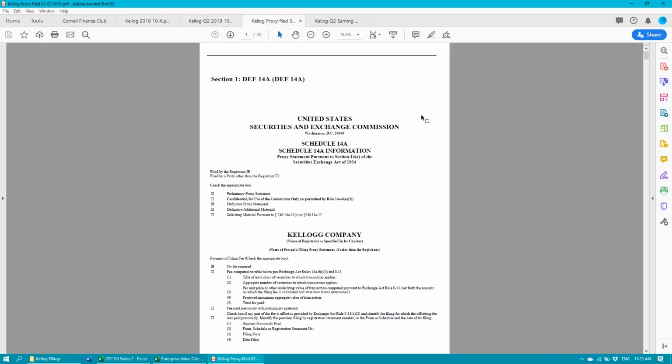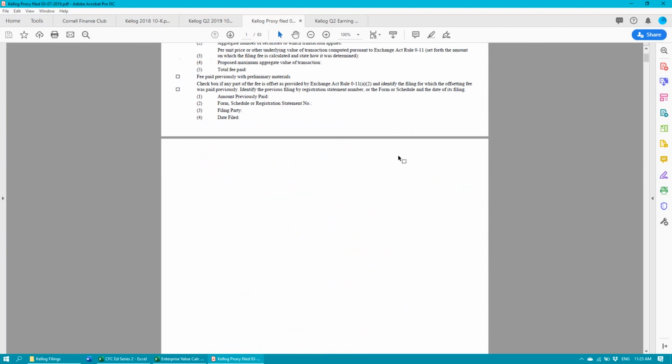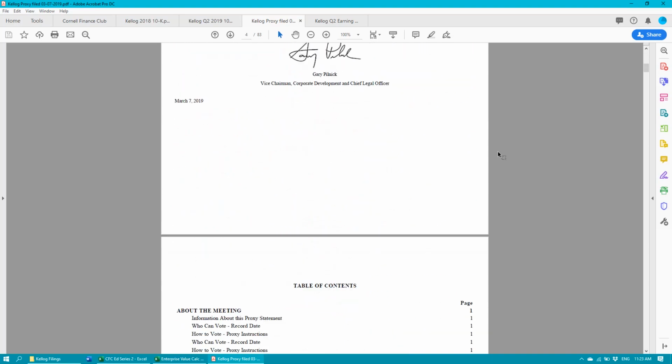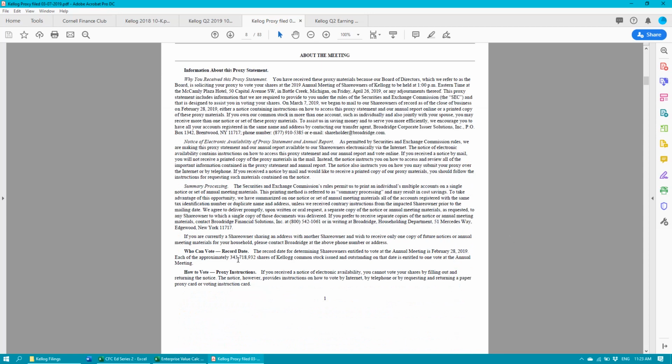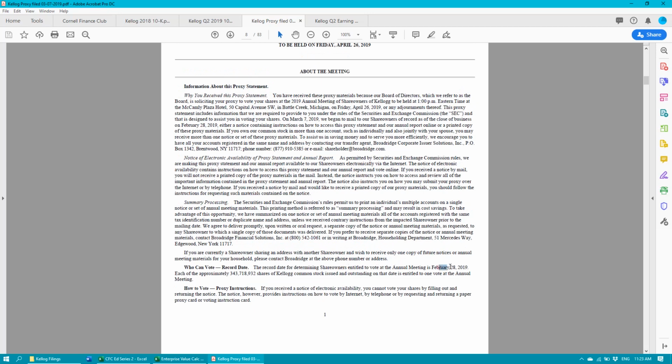Here's an example of the proxy. This is when they're soliciting shareholder votes for something. So you can see down here on the first page, they mention that 343 million shares of Kellogg common stock were issued and outstanding as of the meeting on February 28, 2019. This 10Q is more recent than this proxy, so than the most recent proxies. So if you're trying to get a basic share count, you will go to the 10Q.